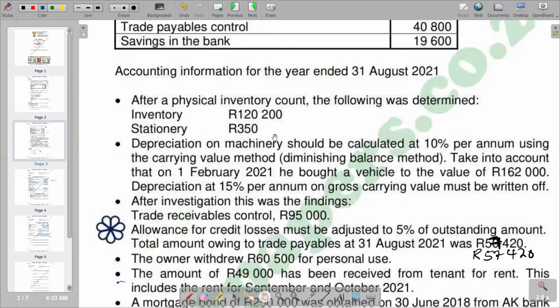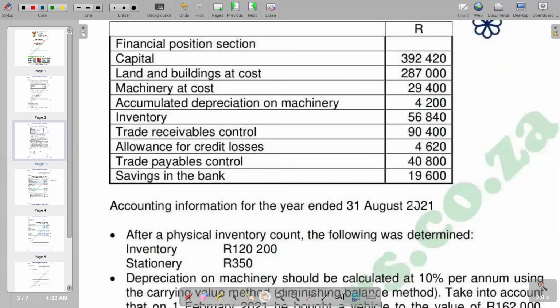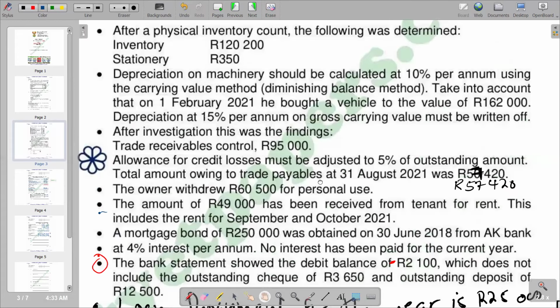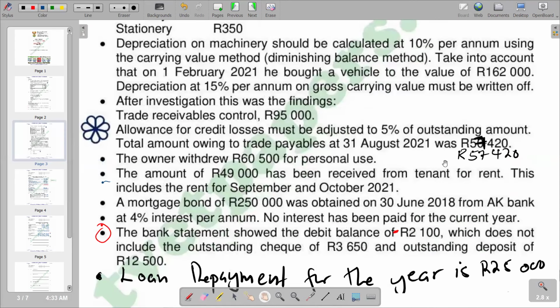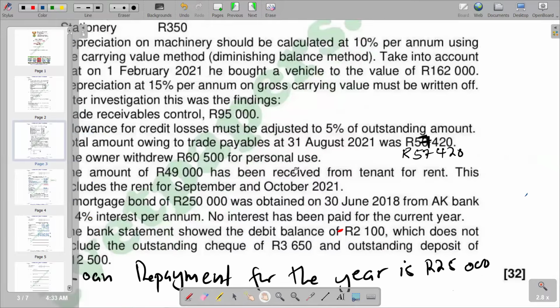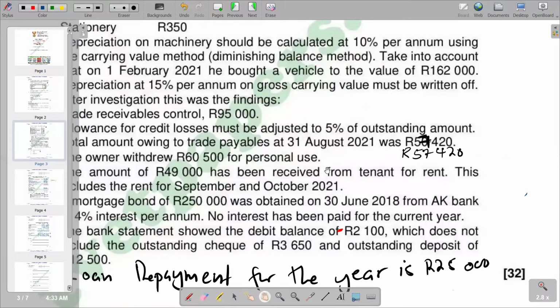So remember our year is ending 31 August 2021, but we have rent for September and October also received. So we have received rent in advance. Remember, whenever something is in advance, we have to remove the proportion that is in advance, because it won't belong to the current period.